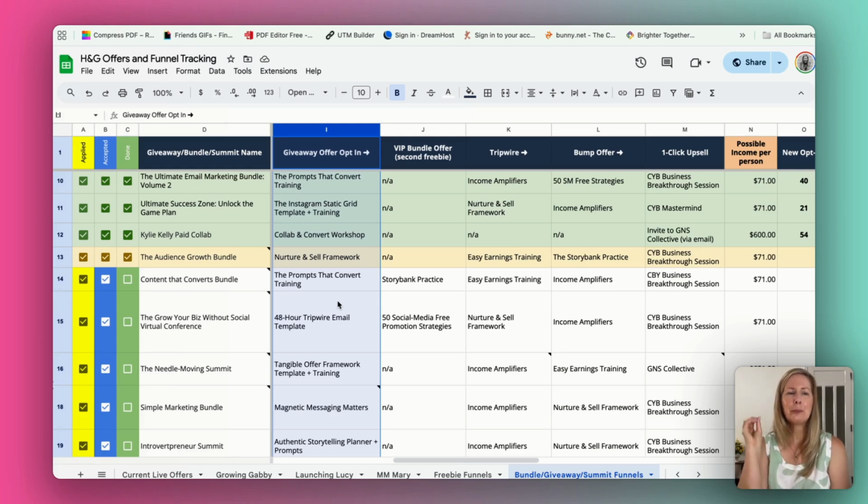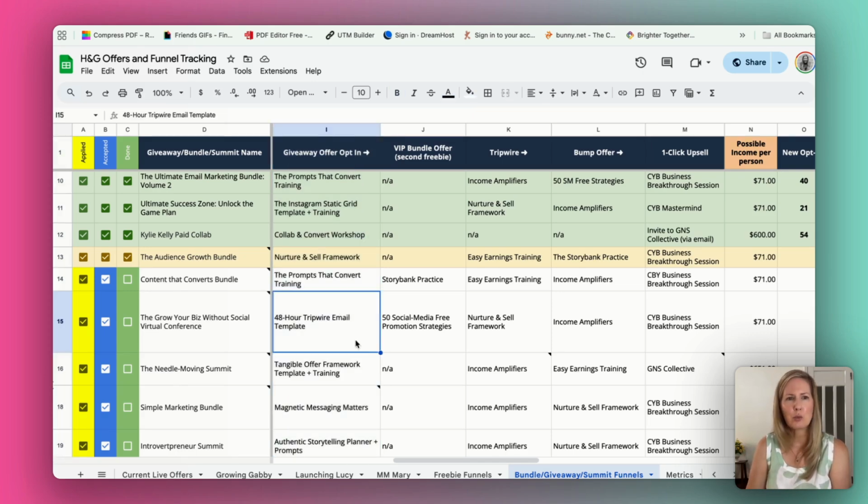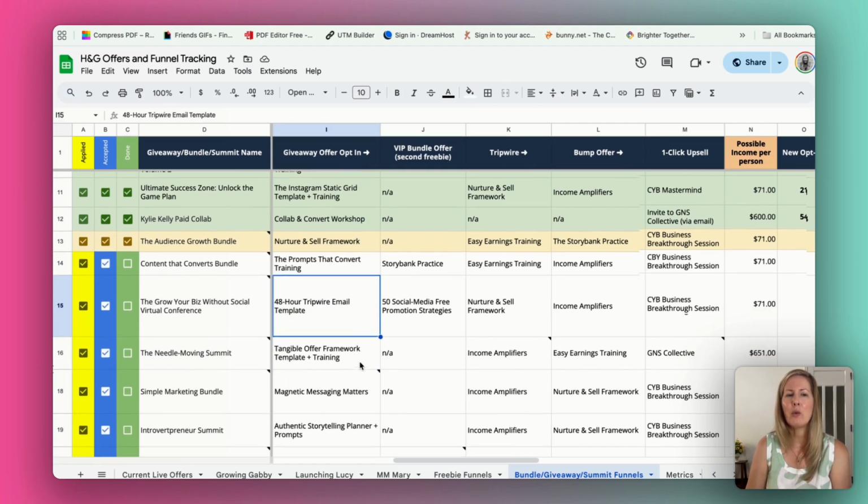Because here's the thing, if you are participating in a collaboration, 9 times out of 10, they will have a requirement that you can't include an offer that has already been shared in a bundle, summit, or giveaway in the past 2 to 3 months. There are some instances where they say you can't include something that has been featured in an event in the last 6 months. So the only way that you can know that is if you're actually tracking it. So it's really important that you understand what that looks like.